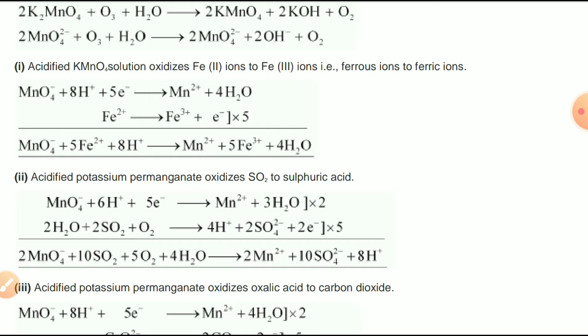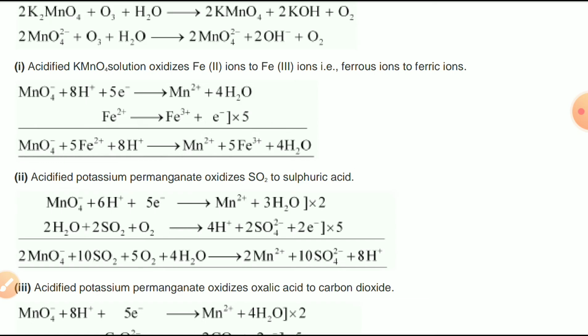Now the acidic reaction, that is the oxidation reaction in the presence of the acidic medium for the MnO4 minus ion. MnO4 minus plus 8H positive plus 5 electrons is giving Mn2 positive plus 4H2O, and below this Fe2 positive is converted to Fe3 positive plus 1 electron. Here 5 electrons are there, so it is multiplied by 5, so 5 Fe2 positive is converted into 5 Fe3 positive plus 5 electrons.